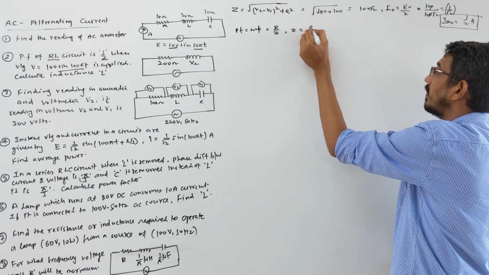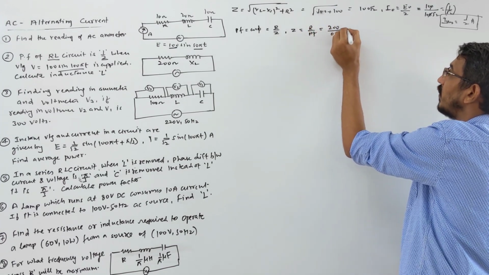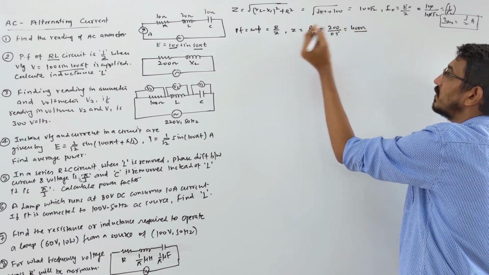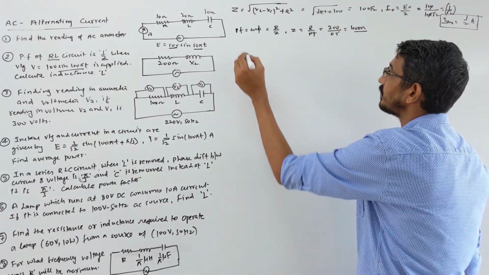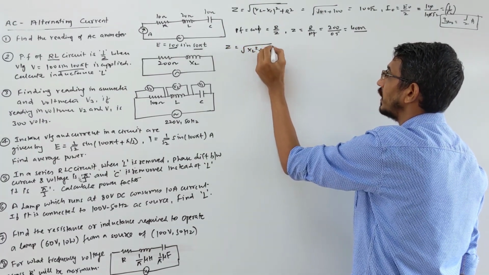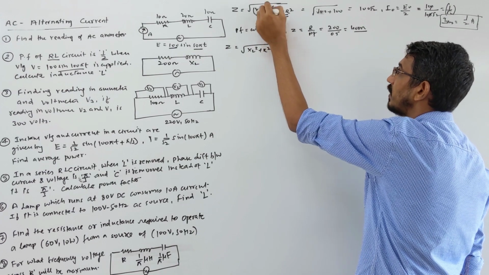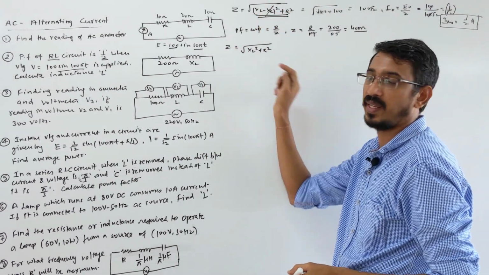Let's find the impedance. What is Z? It is R by the power factor. R is given as 200, power factor is given as 0.4, so this becomes 400 ohm. That's your Z. Now the Z formula will be root of XL square plus R square. Only C is not given, so forget C. Now Z we know, R we know, so we can find XL.